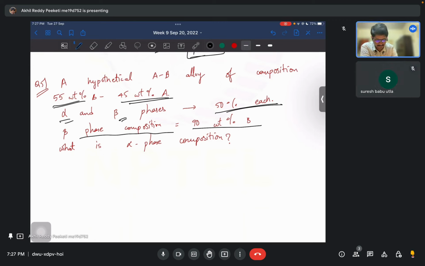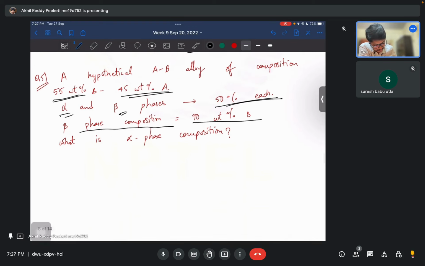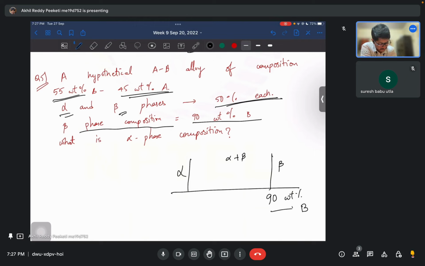So can we answer this? We have beta phase, alpha phase, and an alpha plus beta mixture. The beta phase composition is 90 weight% B, and the alpha weight percentage we don't know, so let's call it X. That's what we are supposed to find, and the actual composition is already given as 55.